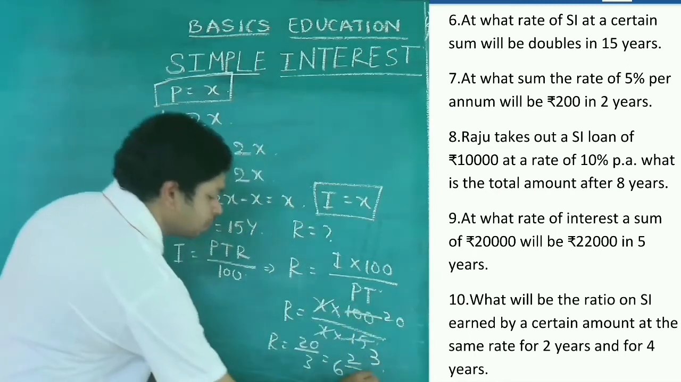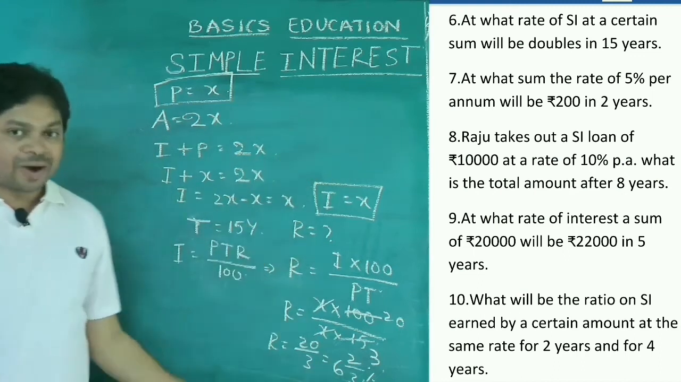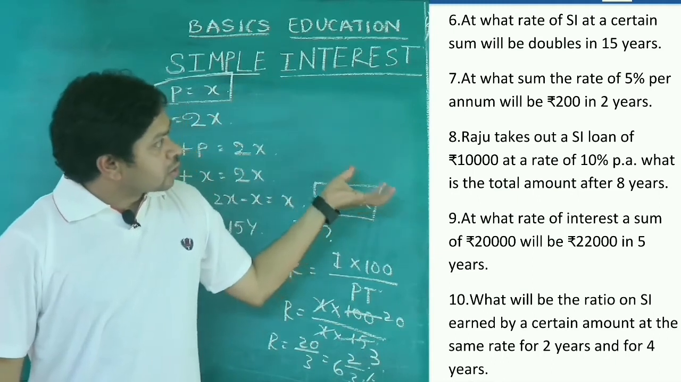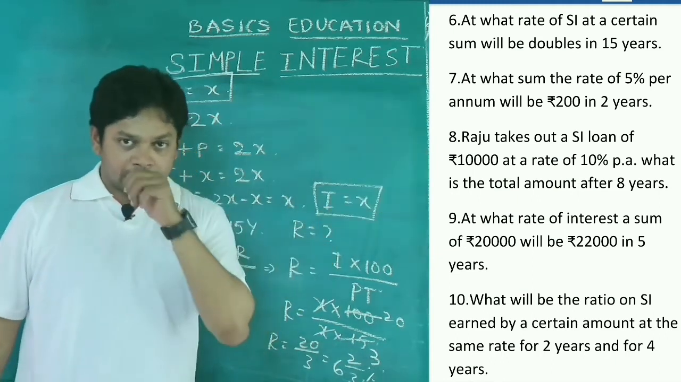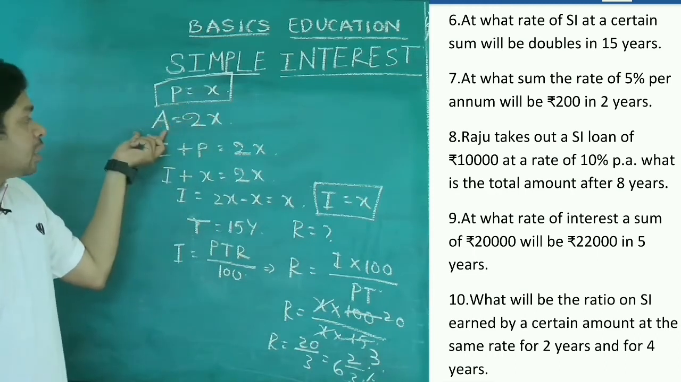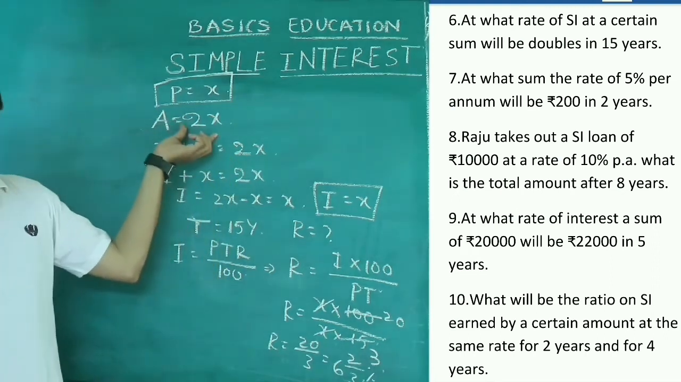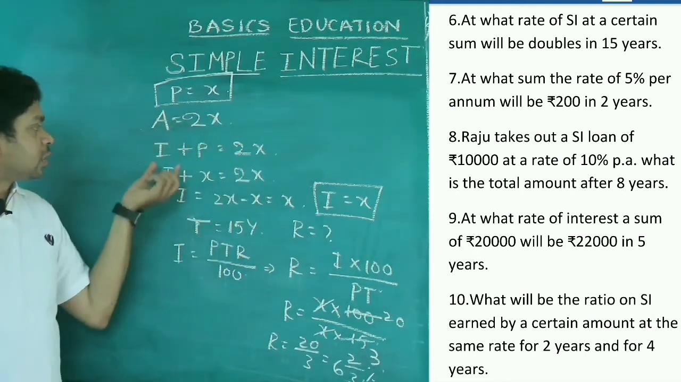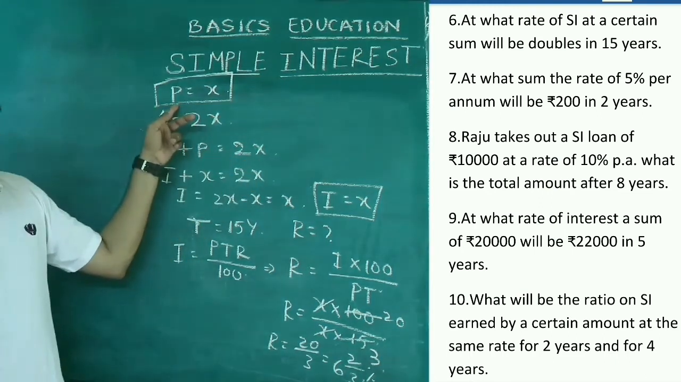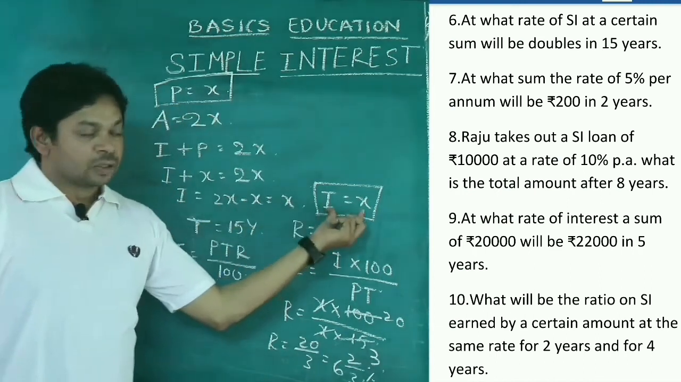So again I will tell you from the data. At what rate of simple interest will a certain sum double in 15 years? From the data the principal amount should be x, then the total amount after 15 years will be 2x. The total amount is nothing but principal plus interest, that equals 2x. We know that P equals x, so I equals 2x minus x, that equals x. So interest is x and principal is also x.